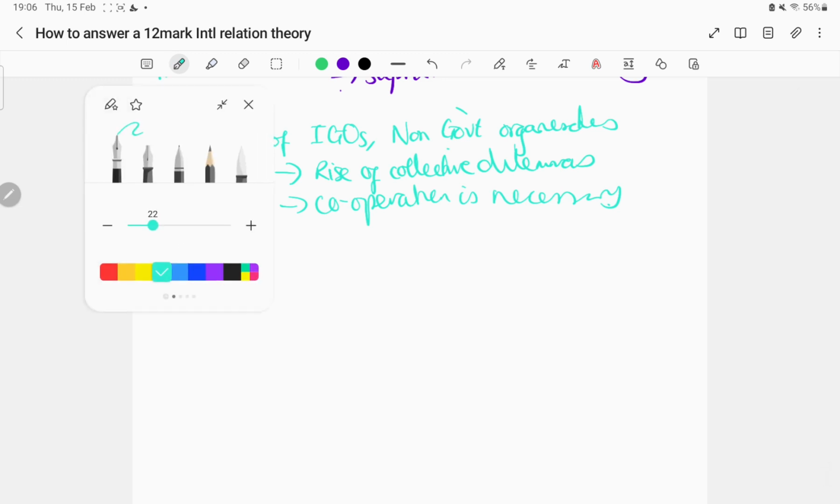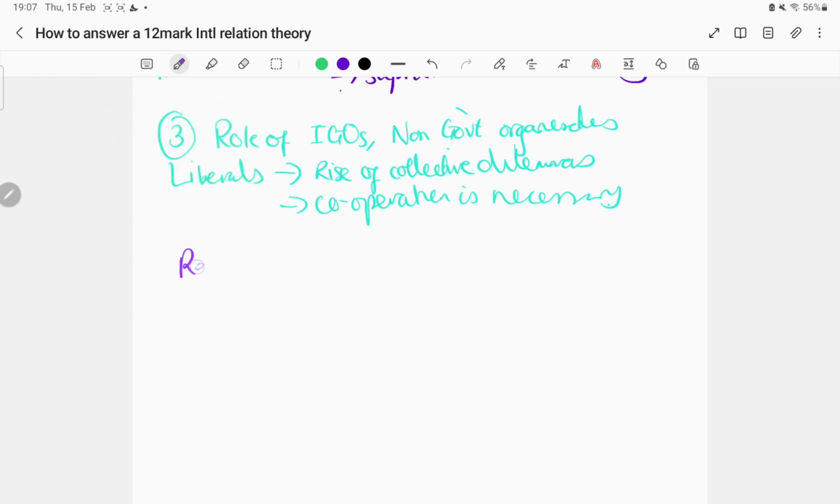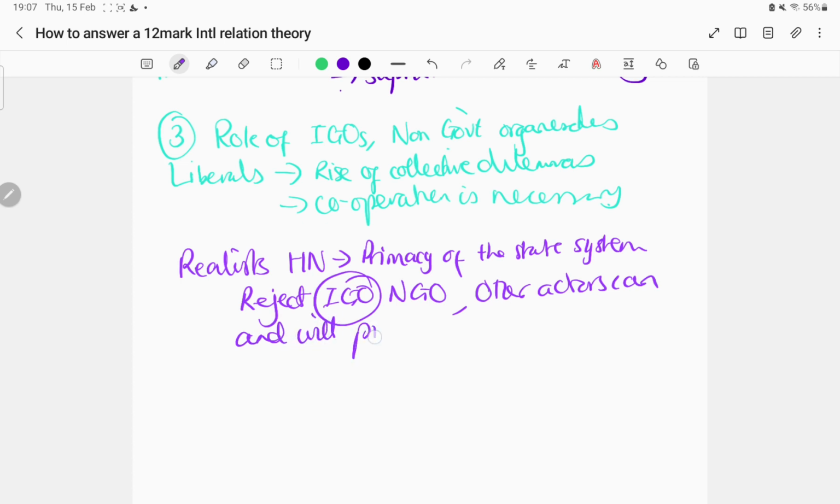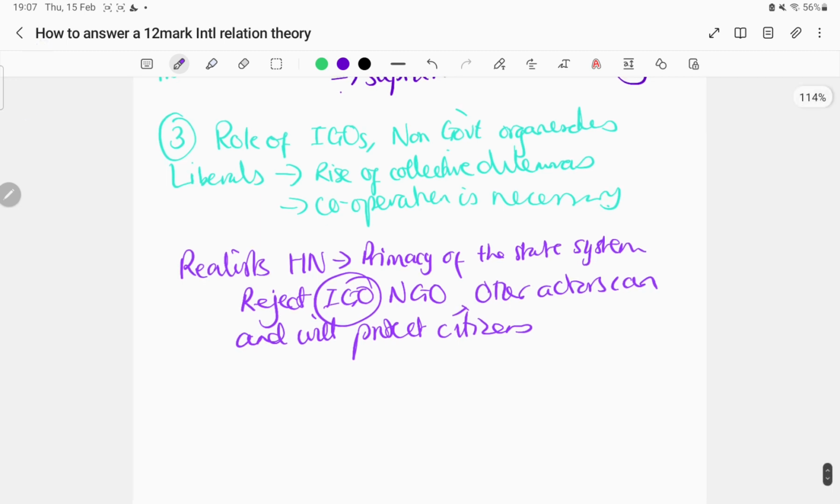Whereas for the realists, because of human nature, because of the kind of primacy of the state system, they reject this idea that international governmental organizations, non-governmental organizations, and other actors can and will protect citizens. And therefore, it is the main goal of the state to do so.